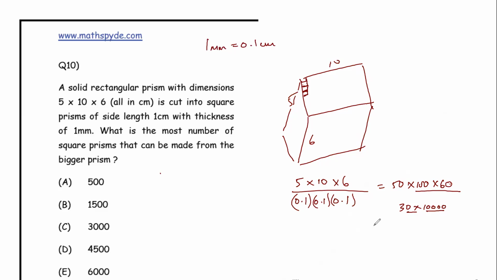All in centimeters. Okay. I forgot this part. Side length is 1 centimeter. Square prism of side length 1 centimeter with thickness of 1 mm. What is the most number of square prisms that can be made from the bigger prism? Side length 1 centimeter.